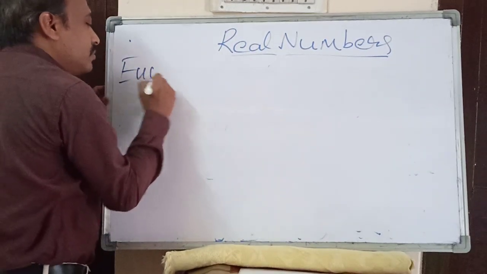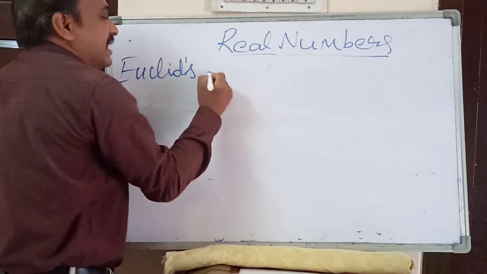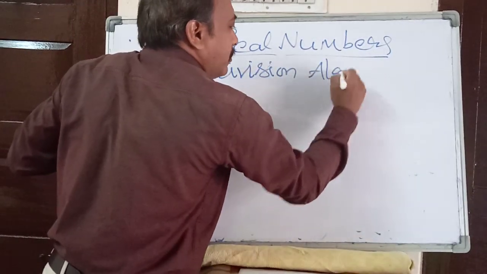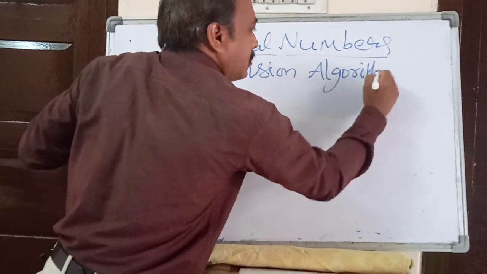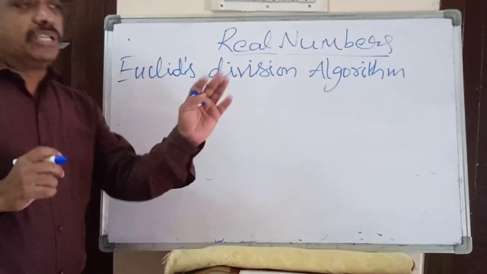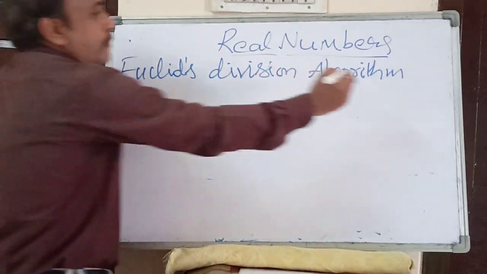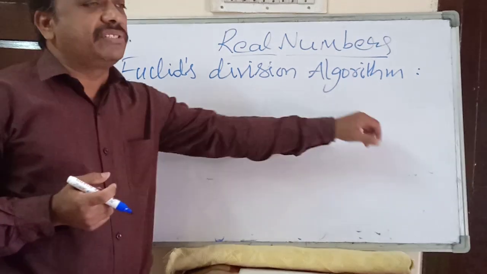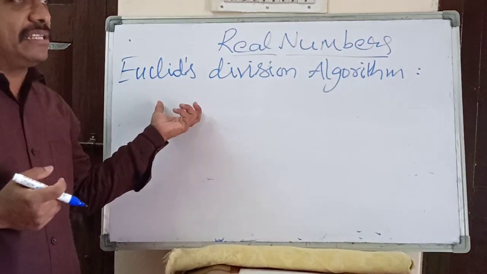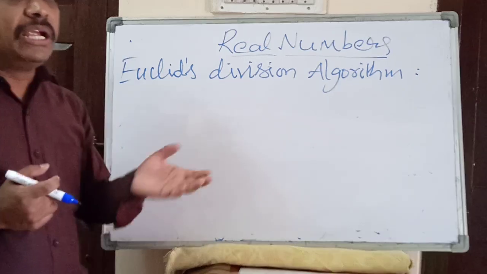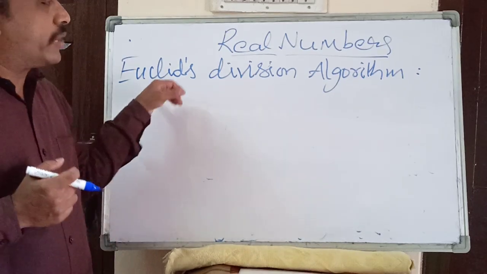Euclid's division algorithm. Here we take two positive integers. Why do we use it? What exactly is Euclid's division algorithm? It is a step-by-step procedure to solve a problem in a systematic way to get a solution.